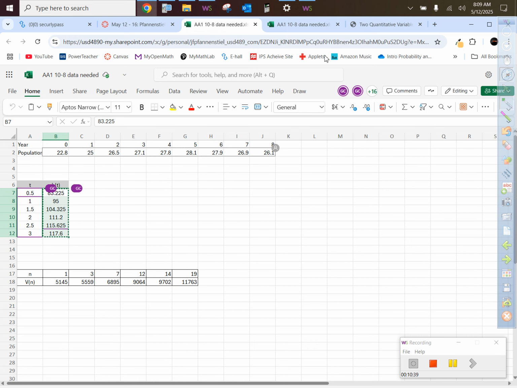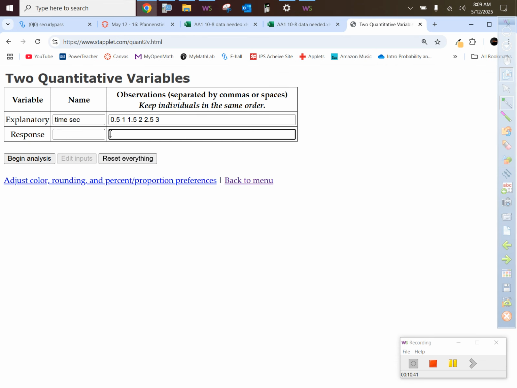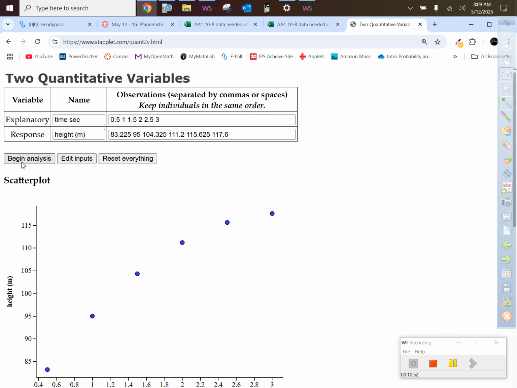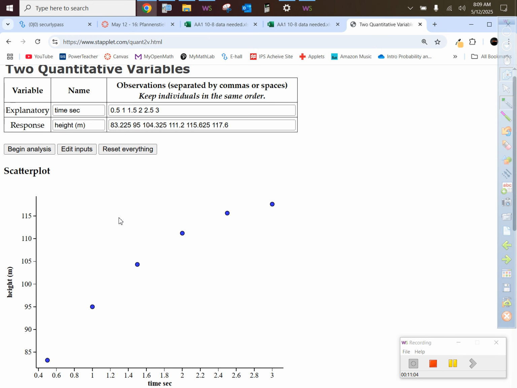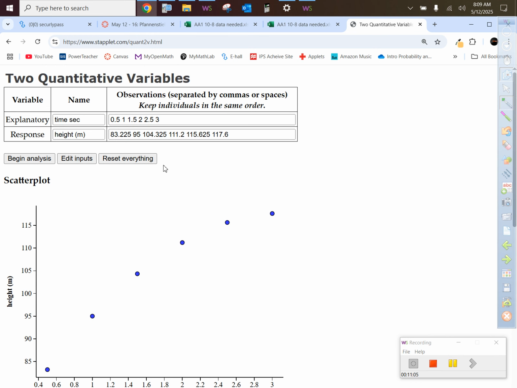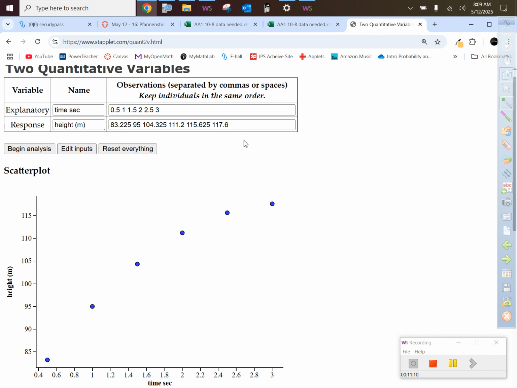I think meters, is that right? 2 quantitative variables. Is it measured in meters? Cool. And begin the analysis. I definitely may have typed this in wrong. Did I type this in wrong? Let's see here. No, I think we're good, right? Is this what yours looks like? Okay.